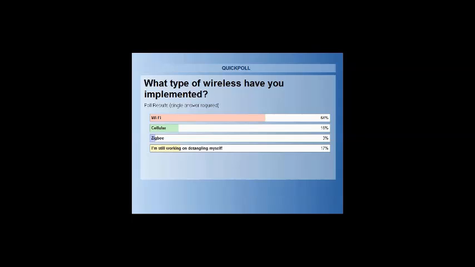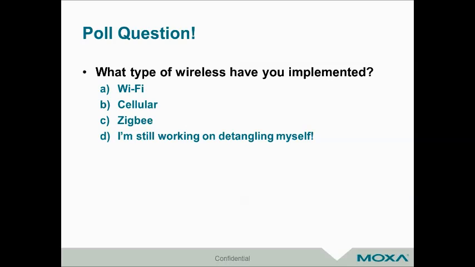All right, so Wi-Fi seems to be the most popular of the wireless communication protocols. 64% of you are using Wi-Fi. Cellular is third, fairly far behind. And of course, I'm still working on detangling myself is pretty close to cellular, which is great. Hopefully we'll be able to educate those of you. And Zigbee, a few people here are using Zigbee. But that's great. Thanks, you guys, for voting, and we'll have a couple more for you a little bit later on in the presentation.